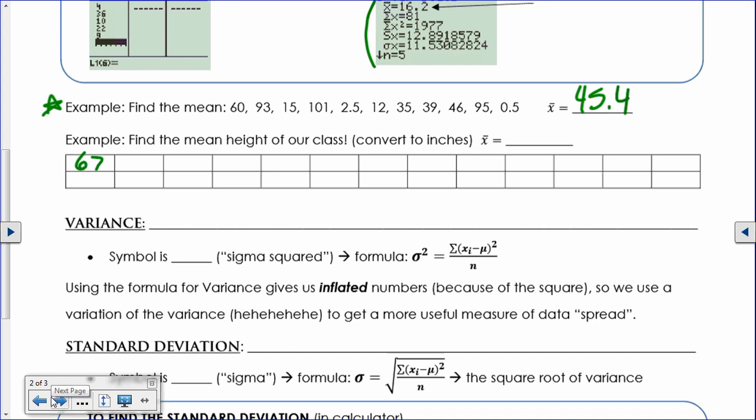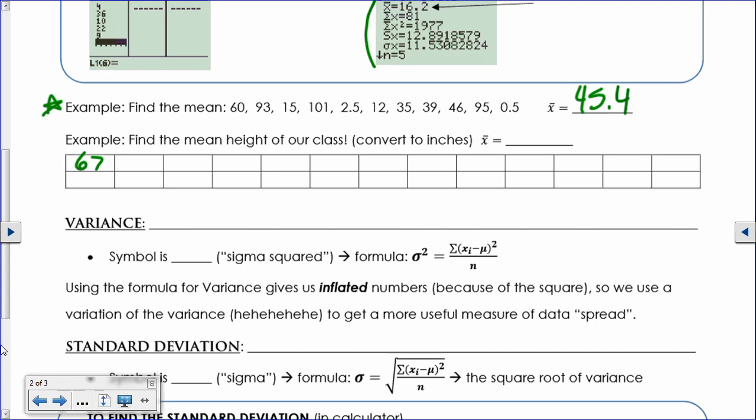I want everybody to do the same thing. Write down your data point, and then we're going to ask everybody to share it out, and I'm going to write it down. As we share out our height data points, everybody should be writing them down. Whatever your height is, take how many feet you are, multiply that times 12, and then add on the extra inches. That's how you find it in inches.